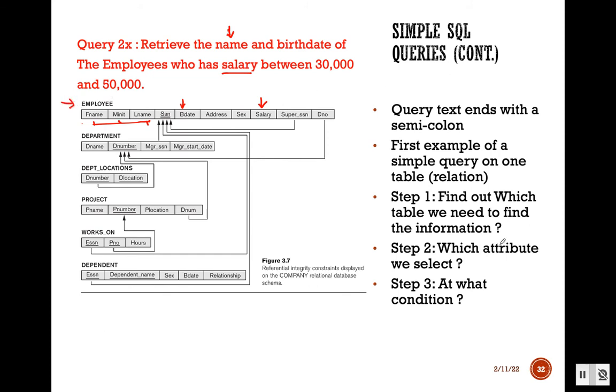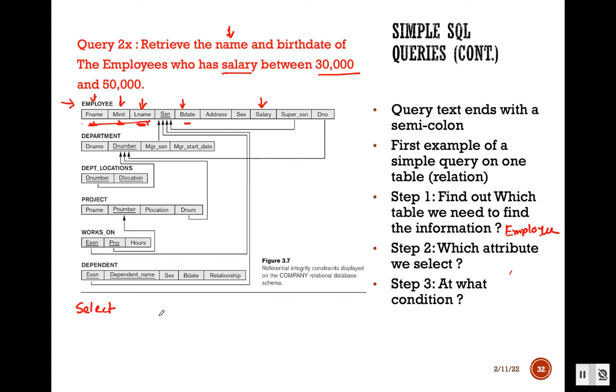So we need the employee table. Which attributes do we select? We select name and birth date. Name and birth date means we need F name, M initial, L name and birth date. So these four attributes are what we are going to need to select. All right, now the condition is who has salary between 30,000 and 50,000. So I need a select attribute list.